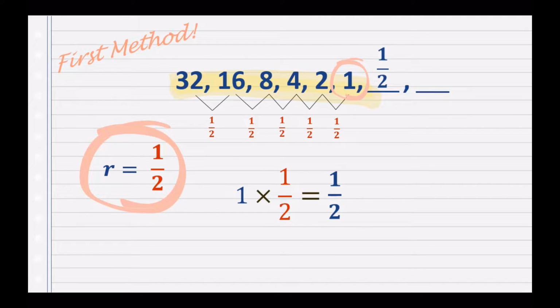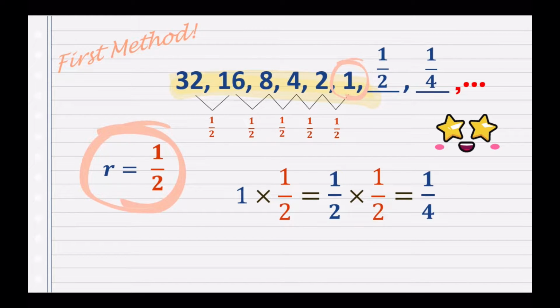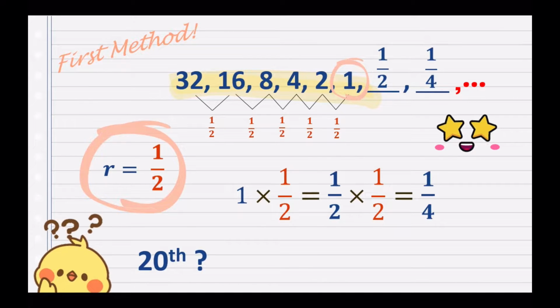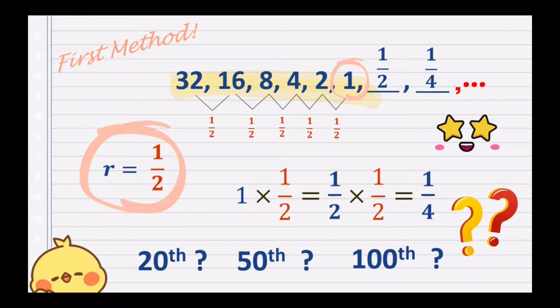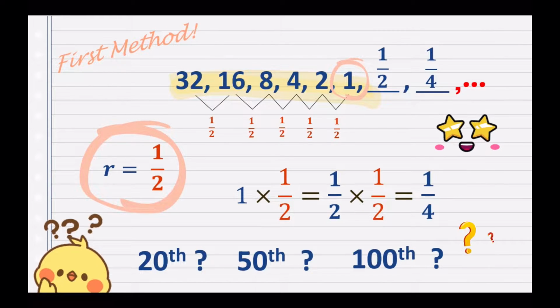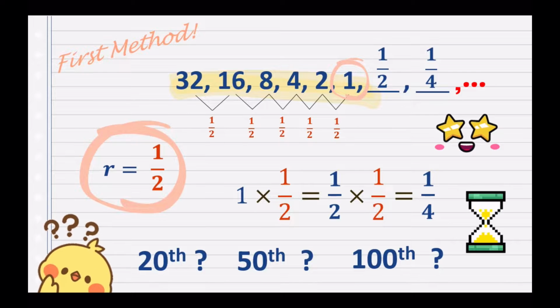Then to get the next term again, we'll just have to repeat the process. So we have here 1/2 times 1/2 is equal to 1/4. So our next term will be 1/4. If you want to find the next few terms of this sequence again, you just have to keep repeating the process. Seems so easy, right? But how about if we are asked to find the 20th term? How about 50th term? Or 100th term? Are we gonna keep repeating the process again and again? Yes, we may, but that's very time-consuming.